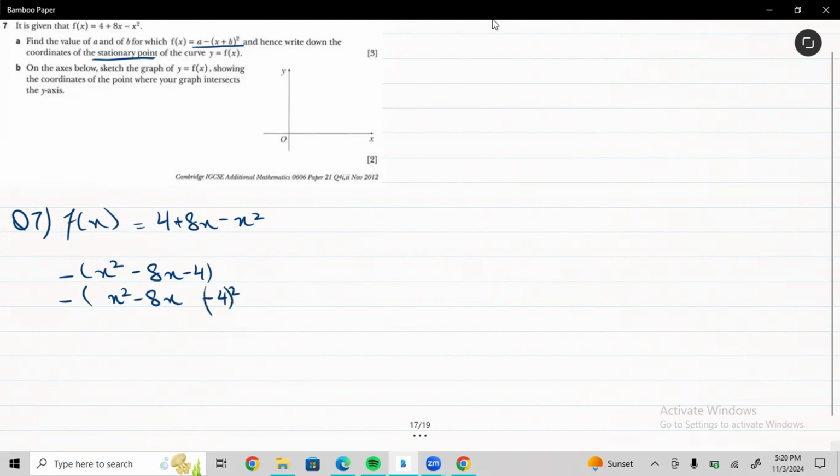So negative 4 squared. Sorry, it's not negative 4, it's going to be positive 4, my bad. We do not take the sign for now, we only take the positive value. So it's going to be positive 4 squared minus 4, and obviously this negative 4 is being taken from here. However, as we are adding positive 4 squared, we are going to subtract it: minus 4 squared.